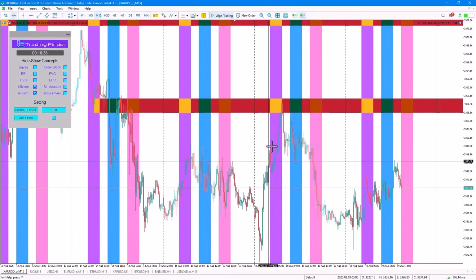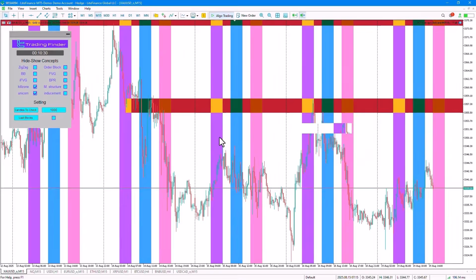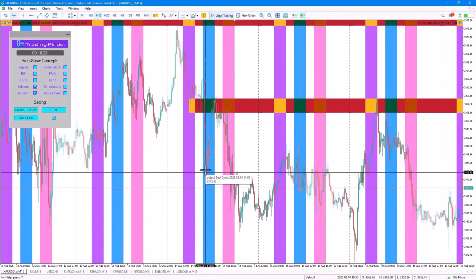Here we can see that the price moved upwards, entered the unicorn zone during the Asian session, and reacted again. Or at this point, we can see that the price entered the unicorn zone during the London kill zone and then started to drop.